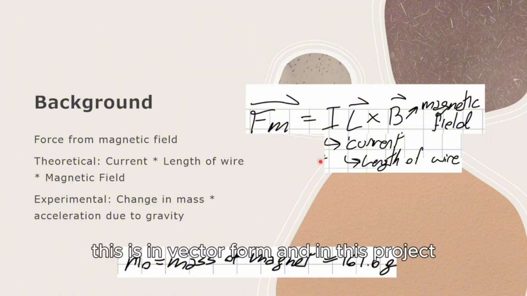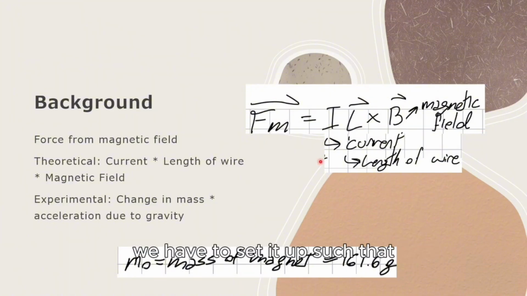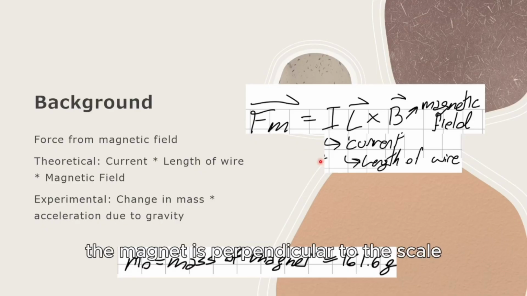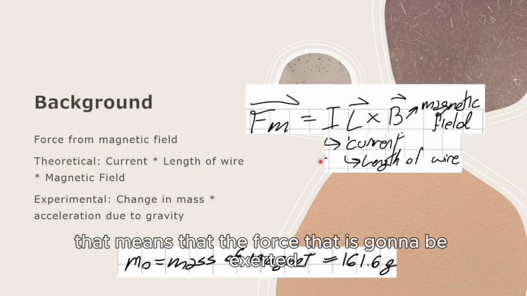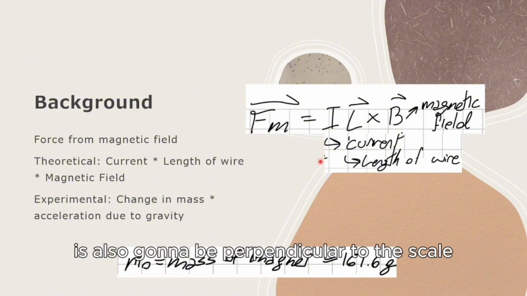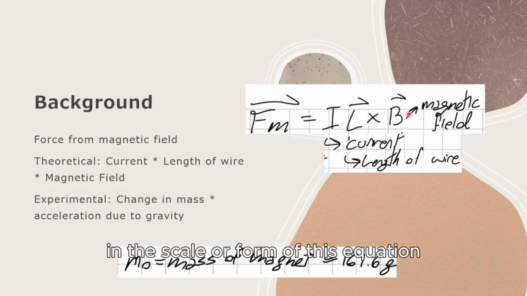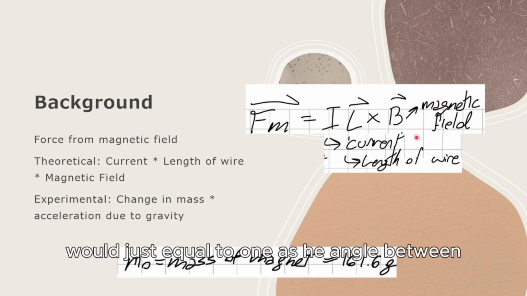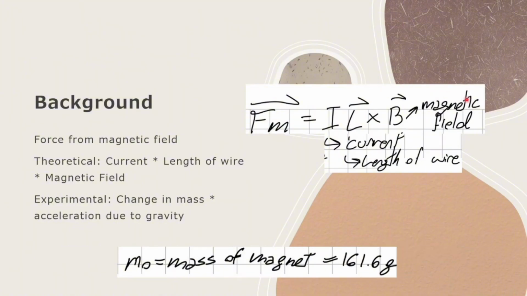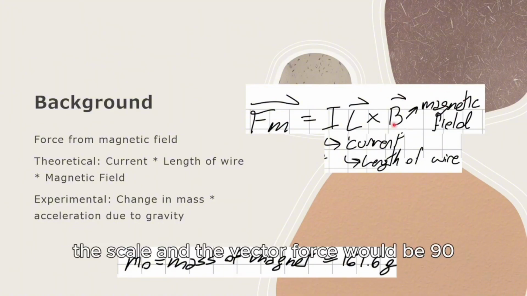This is in vector form, and in this project, we have to set it up such that the magnet is perpendicular to the scale. That means that the force that is going to be exerted is also going to be perpendicular to the scale, and therefore the sine component in the scalar form of this equation would just equal 1, as the angle between the scale and the vector force would be 90.